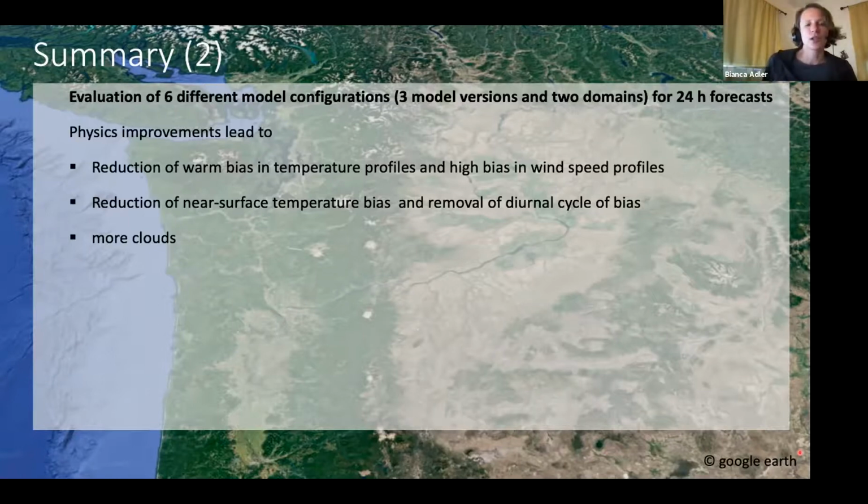We did find a reduction of near surface temperature bias at all station heights, but we also found that the bias of near surface temperature depended on station height, and old versions showed a strong diurnal cycle, which was removed in the newer versions. And we found that this improvement of the surface bias can be explained by more clouds in the newer model versions.